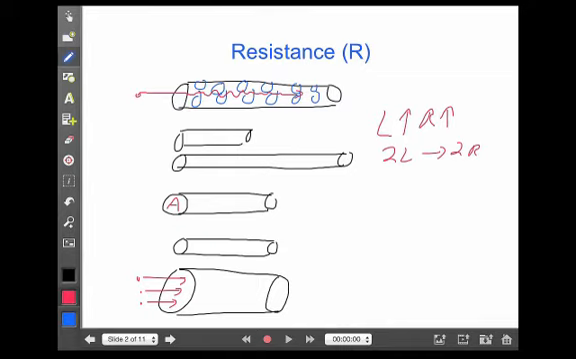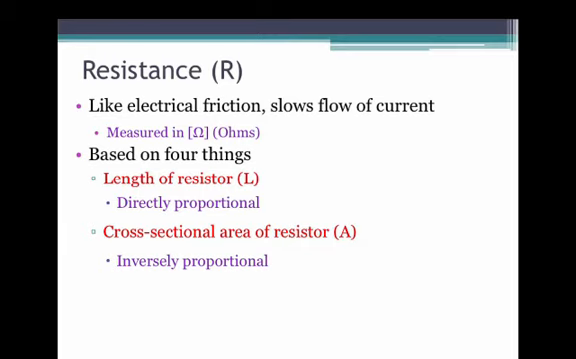Think about it like a water pipe. The bigger the pipe, the more water can flow through it. So it turns out that as area goes up, resistance actually goes down. And this relationship is inversely proportional. So what does that mean?